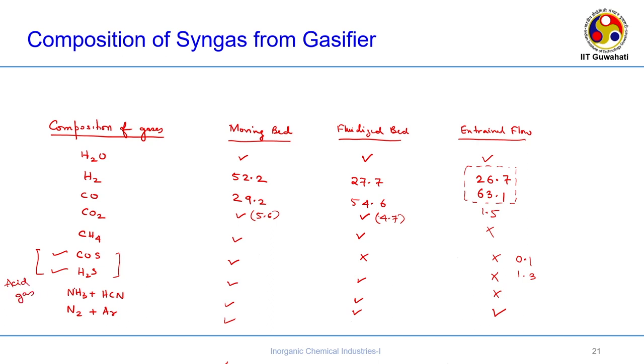So, with acid gas cleaning, the hydrogen sulfide, if separated, can be used in the Claus process for the production of elemental sulfur. Same with COS: the carbonyl sulfide can be hydrogenated and converted into hydrogen sulfide, and then used in the Claus process for the production of sulfur. That is another section which we will study, but for the time being, please remember that entrained flow gives the highest amount of syngas.